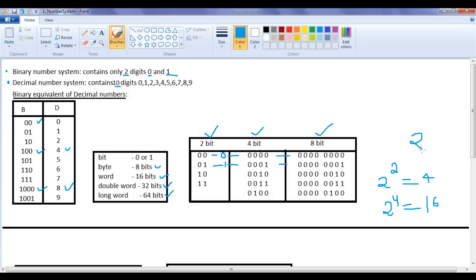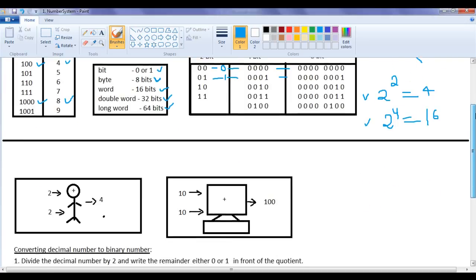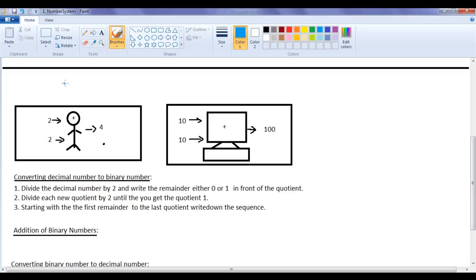If a machine is an 8-bit machine, 2 raised to the power of 8, which is equal to 256 numbers we can represent, or 256 decimal numbers we can easily represent. Now we learned what is binary number system, what is decimal number system. We understood what is a bit, what is a byte, and how do we represent decimal numbers with respect to different machines, and what are the possibilities. We humans are good at decimal number system, whereas computers or machines are good at binary number system.